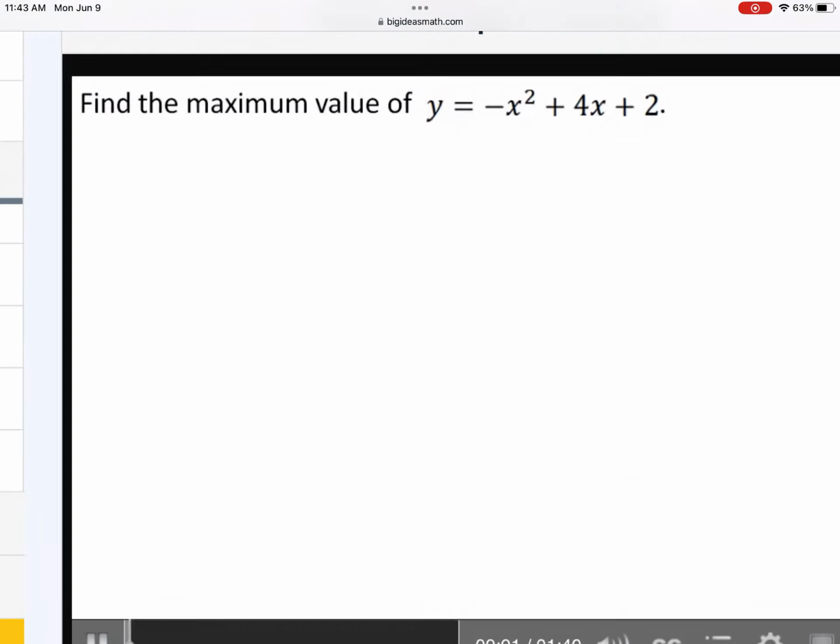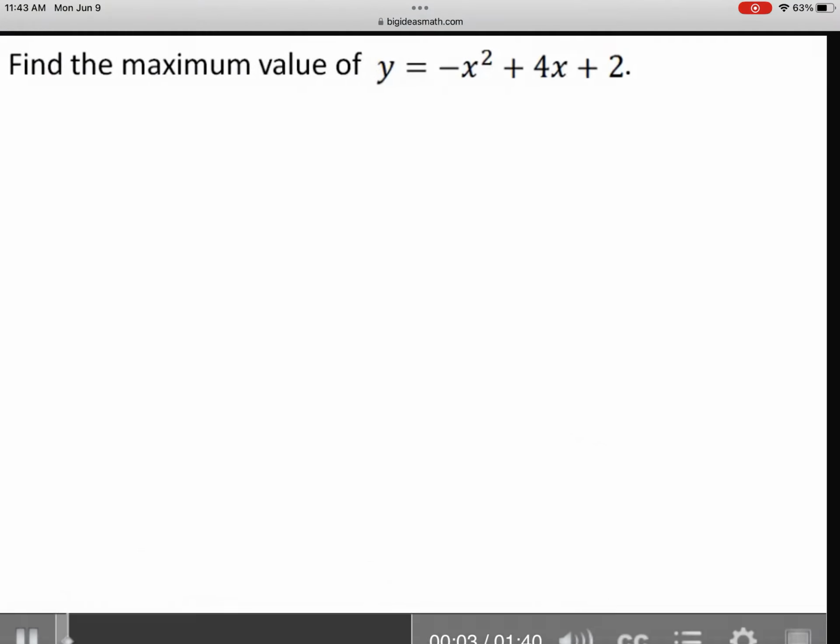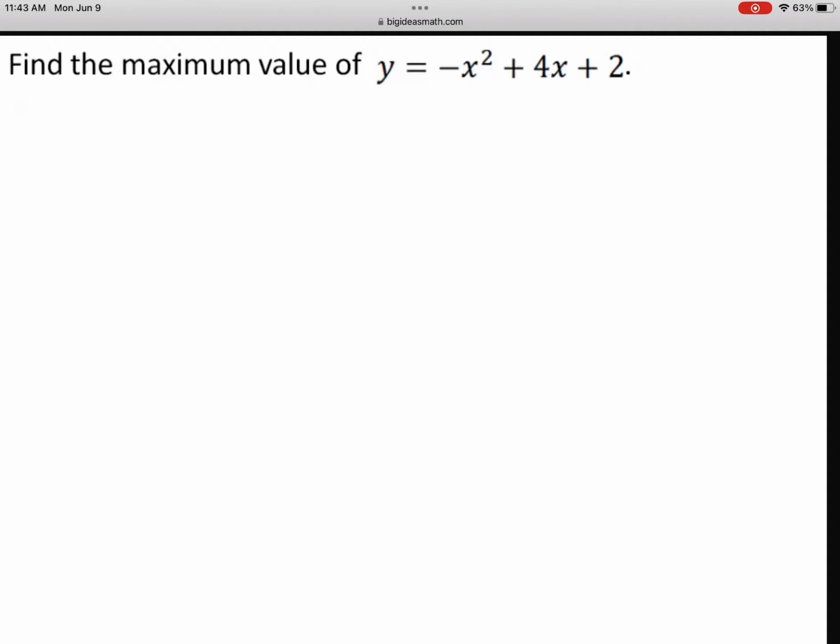Find the maximum value of y equals negative x squared plus 4x plus 2. Begin by writing the function in vertex form. To do this, first subtract 2 from each side, giving you y minus 2 equals negative x squared plus 4x.